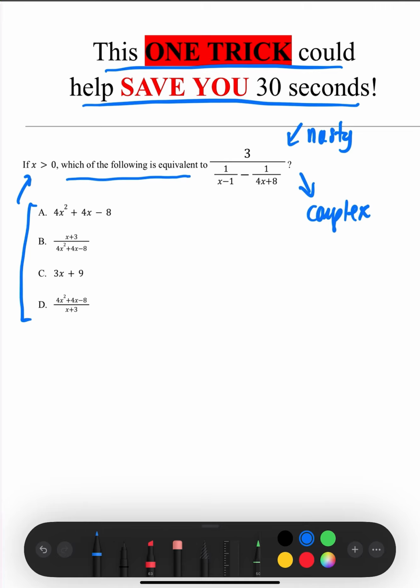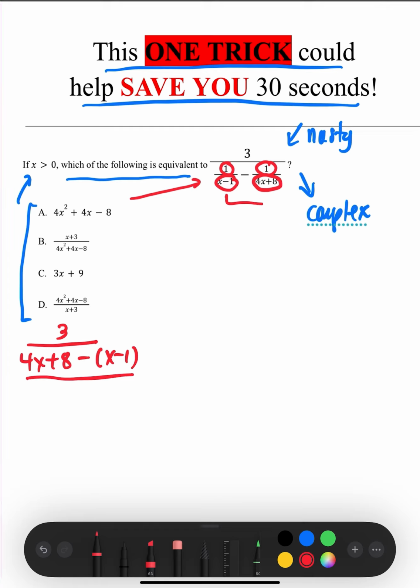this simplified version. So my first point of attack would be to get this denominator and make it look like one fraction. So I'm going to go ahead and write the numerator 3, leave that alone for a bit. The trick would be to multiply this denominator times this numerator, which is 4x plus 8, and then this denominator times this numerator, which is x minus 1 in parentheses because there's a minus sign in between, and the denominator would just be these two combined together, which is x minus 1 times 4x plus 8.